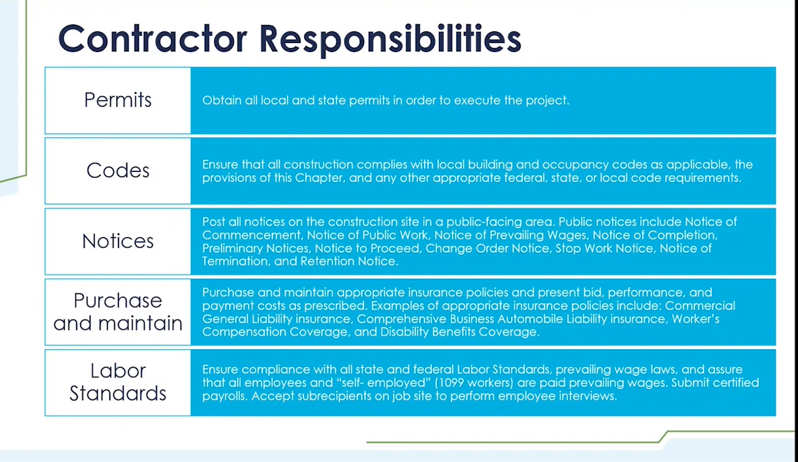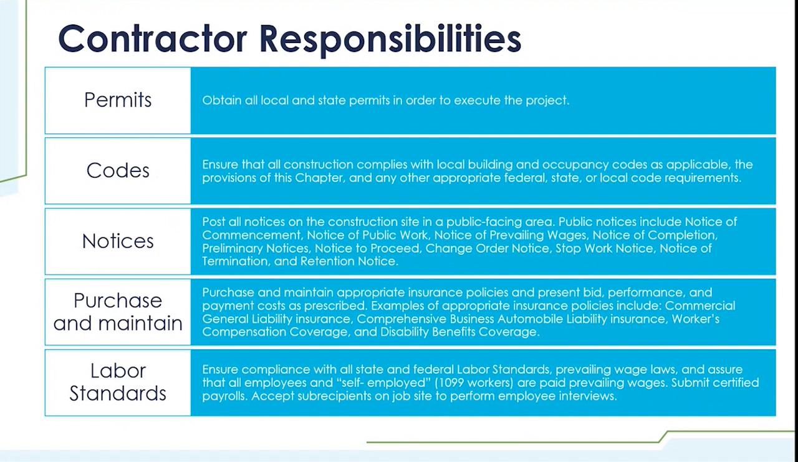The contractor must post all notices on the construction site in a public-facing area. Some examples of public notices that may be required are the notice of commencement, notice of public work, notice of prevailing wage, which Sally mentioned earlier, notice of completion, and so on. The contractor is also required to purchase and maintain all appropriate insurance policies. During bidding and procurement, they will be required to present bid, performance, and payment bonds as required.